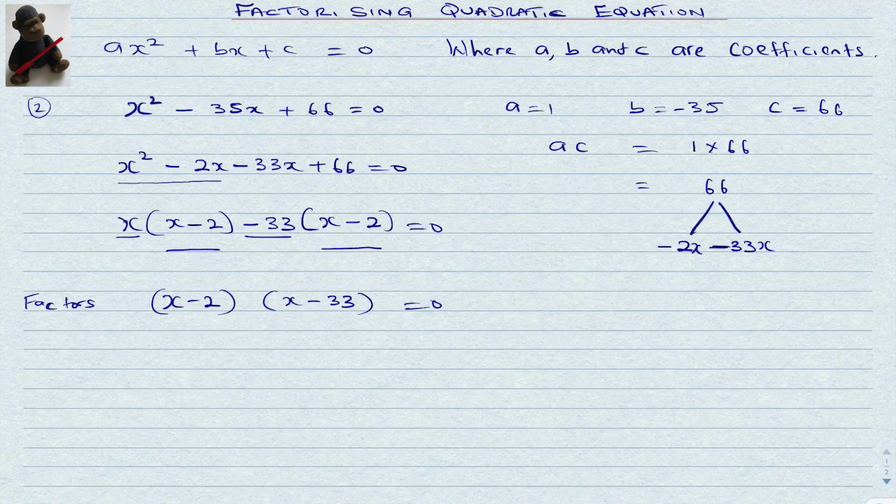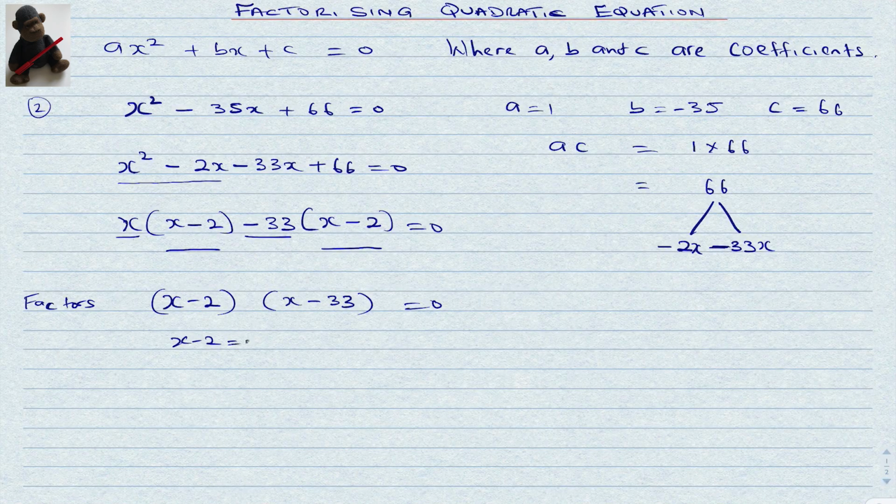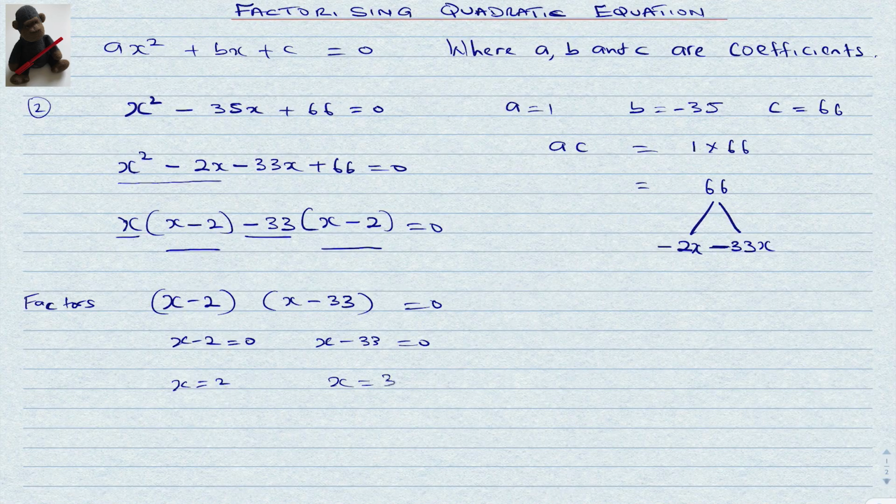In this case, we need to set each factor to 0. x minus 2 equal to 0, x minus 33 equal to 0. And therefore, x equals 2, x equals 33. x equals 2 and x equals 33 are our roots. So roots are x equals 2 and x equals 33.